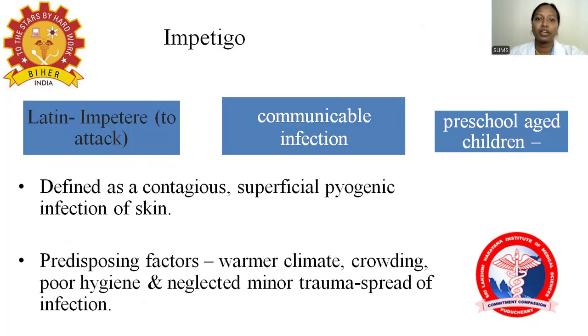So now we are going into the first condition, that is impetigo. Impetigo is derived from a Latin word impetere, that is, to attack. It's a communicable infection, usually occurring in preschool age children. It is a superficial pyogenic infection. The main predisposing factors are warm climate, crowding, poor hygiene, and neglected minor trauma.